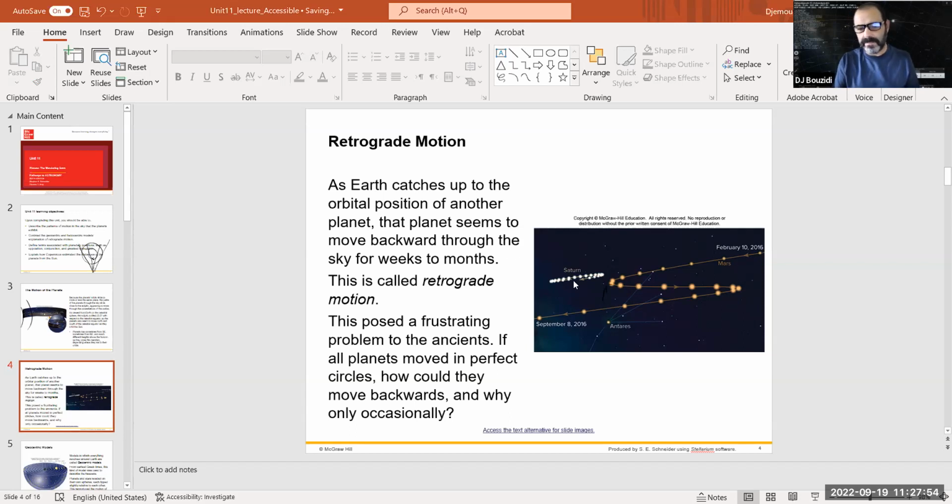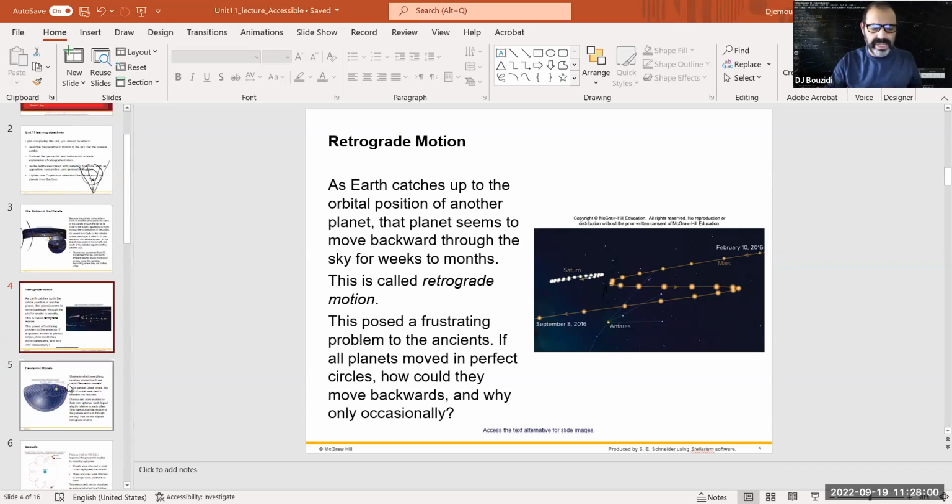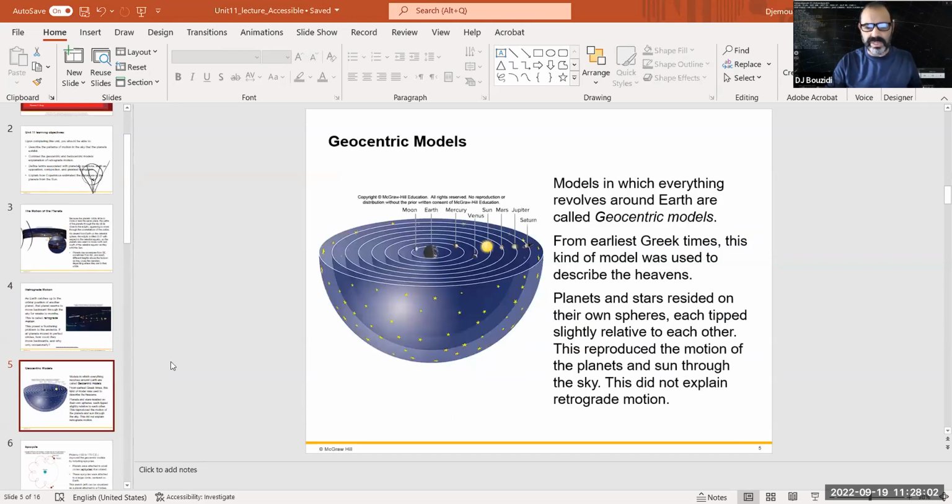Same thing with Saturn, by the way. Okay. So all of these objects have this retrograde motion. Again, we needed to explain that. Any theory you come up with needs to explain this thing.